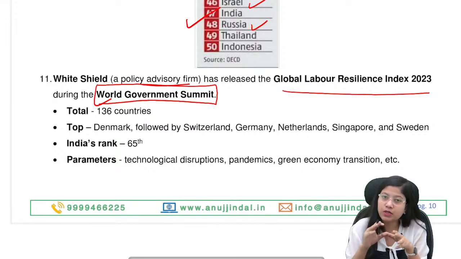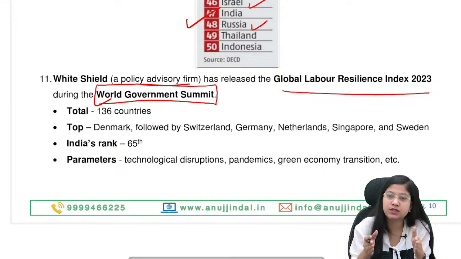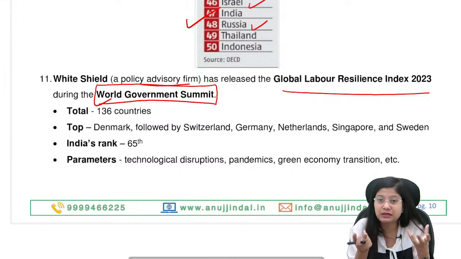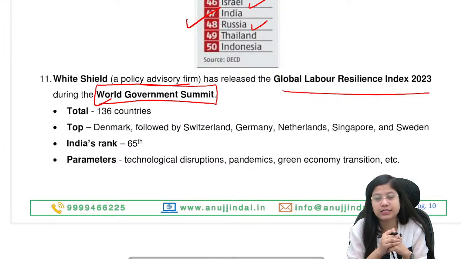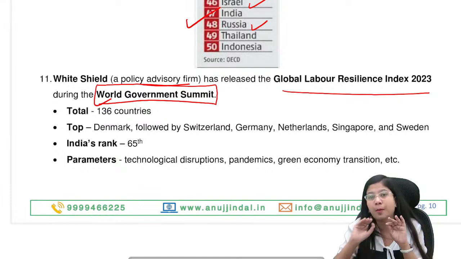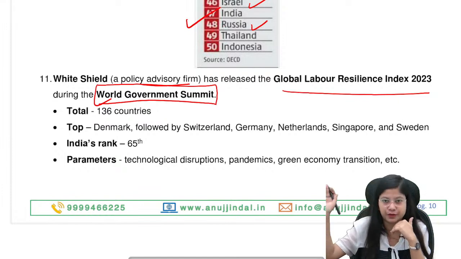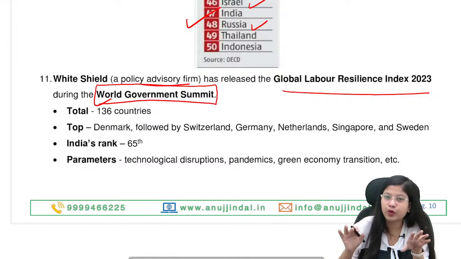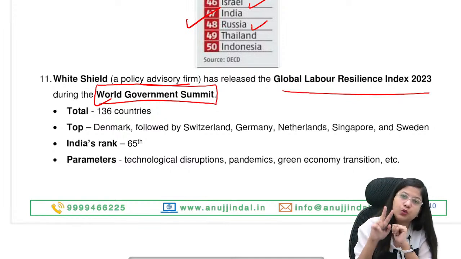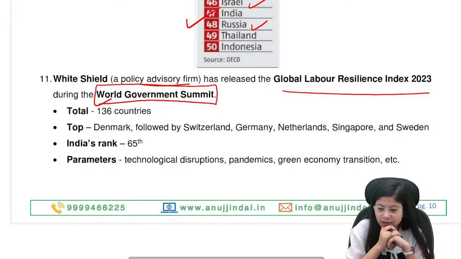NABARD's annual report is different. These are the reports and indices released by different organizations. For example, we are reading right now the Global Labor Resilience Index. So this is different, and NABARD's annual report is a completely different topic. That is very important, so both of the topics are important. So you will have to wait until Part 2 of the NABARD annual report comes. We will inform you. It will come soon, within this week.